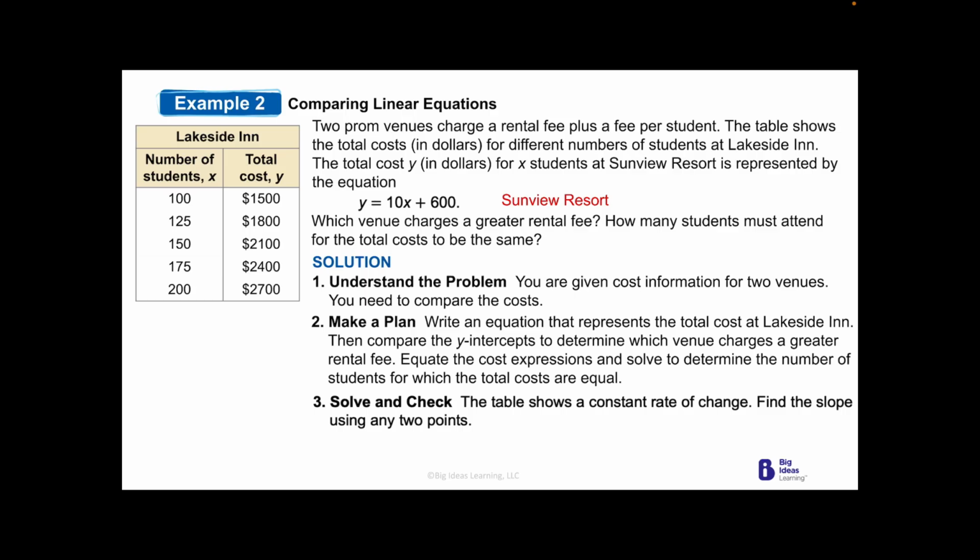The table shows a constant rate of change. Find the slope using any 2 points. These 2 points are coming straight from the Lakeside Inn. So they are setting up that y equals mx plus b in order to help us find that comparison. So they find the slope using the standard formula. They set that equal to 1,800 minus 1,500. They are just taking the 2 points from the chart.